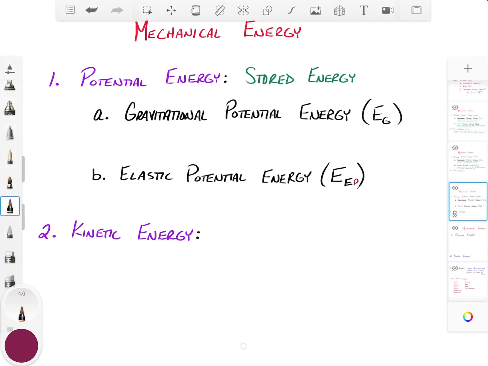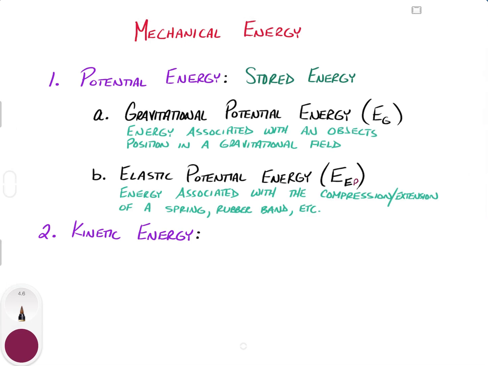To define those a little bit more clearly, gravitational potential energy is the energy associated with an object's position in a gravitational field. Now that's very technical. It basically means when I hold things higher in a gravitational field, they will have more energy.